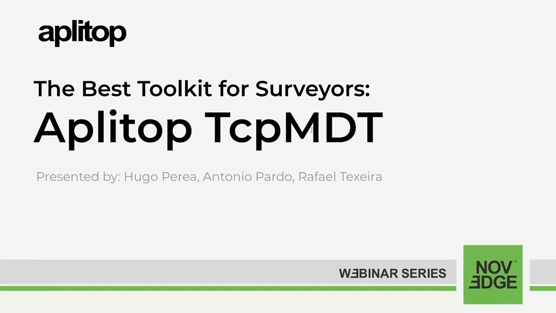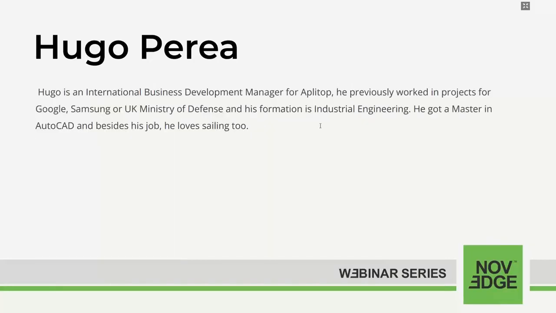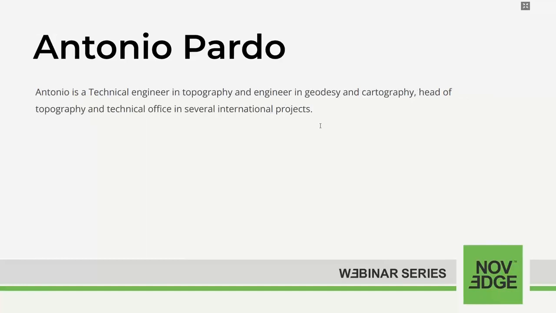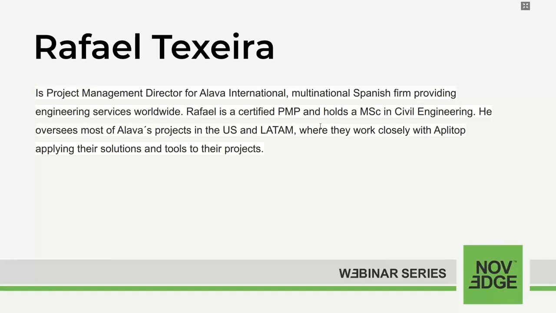Today we have a few webinar presenters. We have Hugo Perea, who is the business development manager for AppliTop. We have Antonio Pardo, the technical engineer in topography working for AppliTop. And then we have Rafael Teixeira, who is a project manager director for Alava International. It's a multinational Spanish firm providing engineering services worldwide. And it will showcase the work it is doing using AppliTop in an awesome project in Texas.